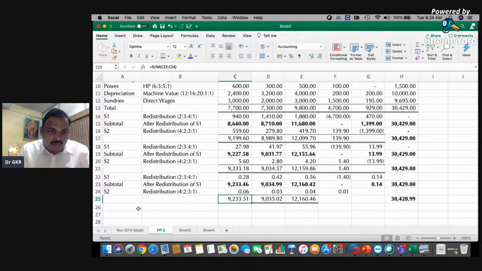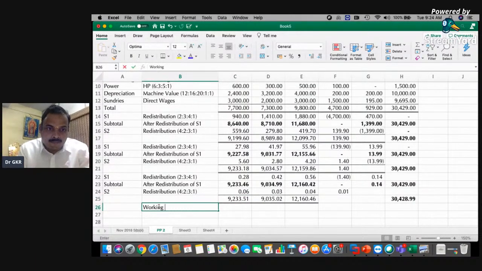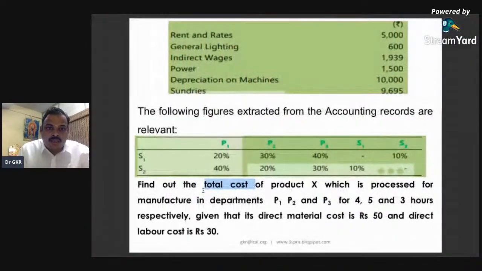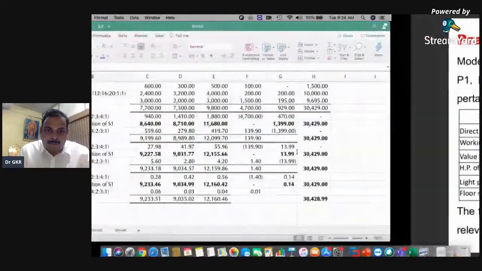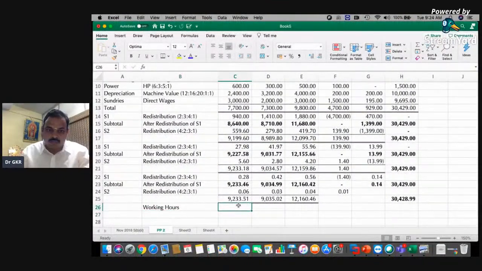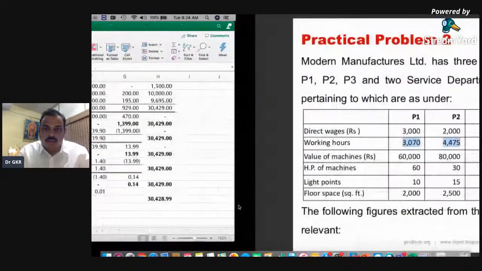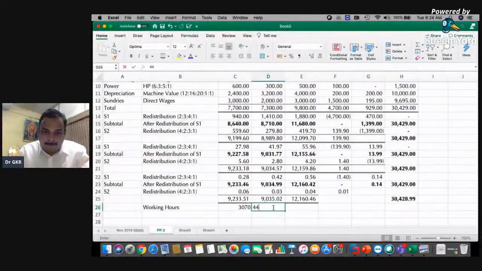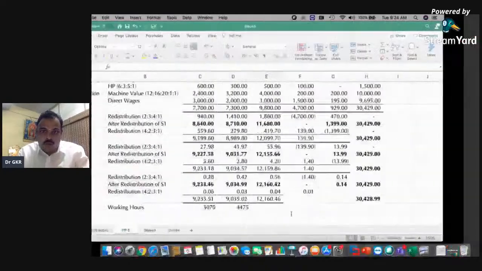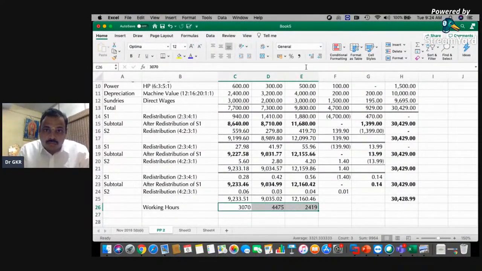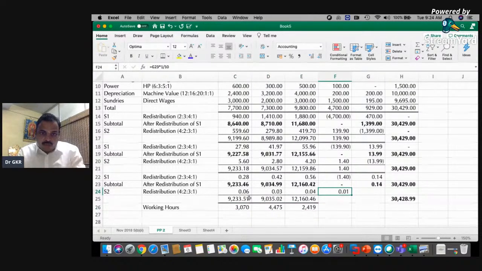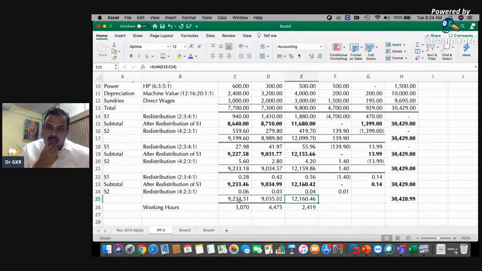Now this you have to divide by the working hours. How many hours are given in the question? Working hours given in the question are 3070, 4475, and 2419. Yes. This is your working hours. So this 1 paisa you can round off with anyone, maybe you can do it with this one. So it may not make much difference.